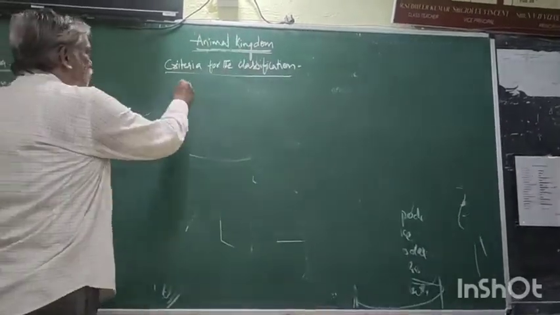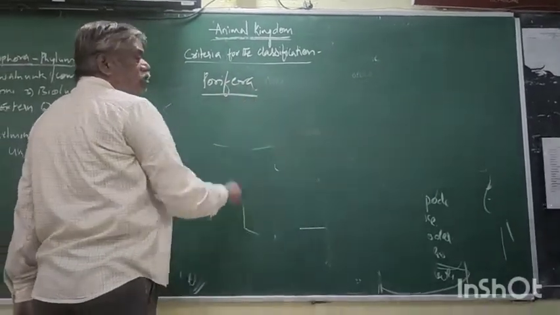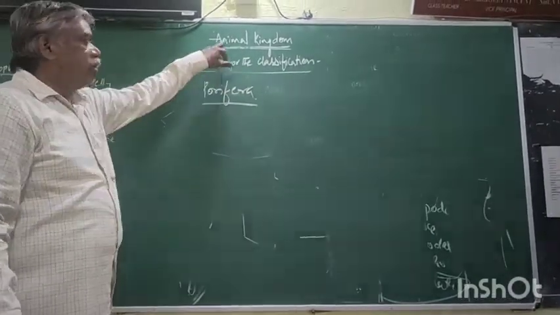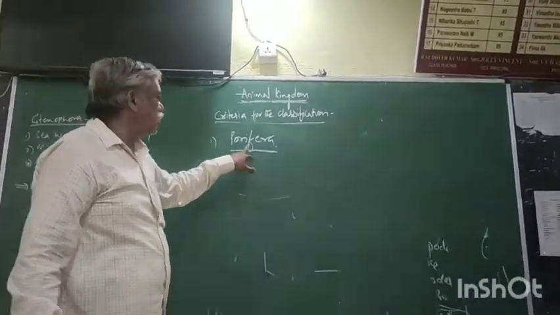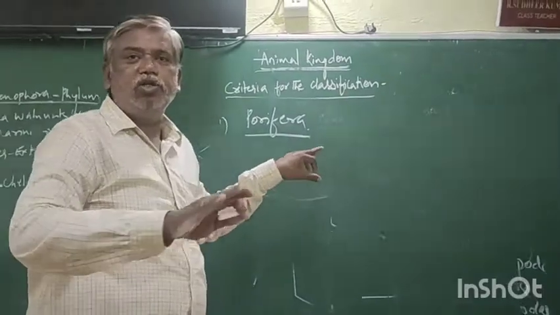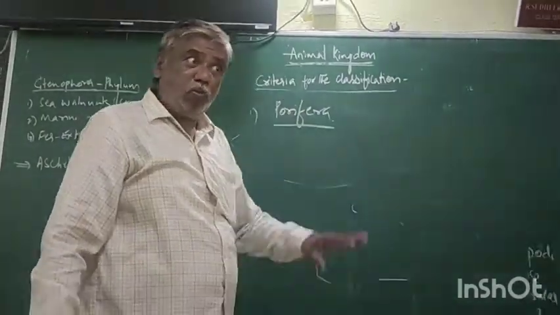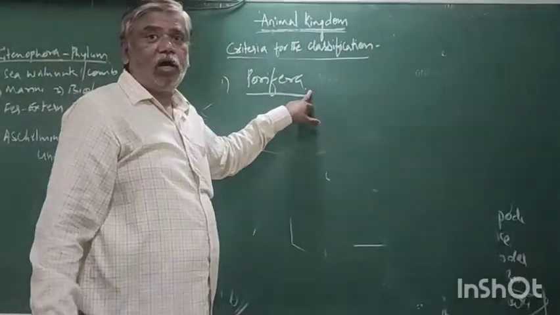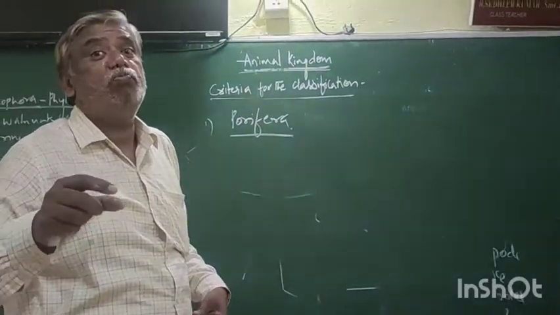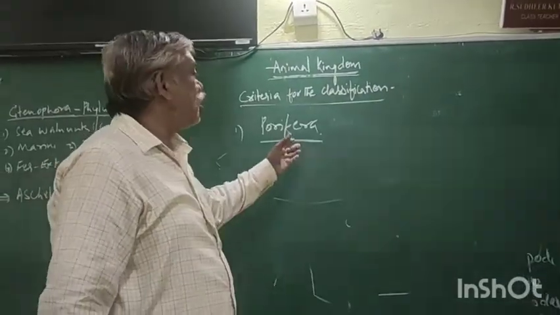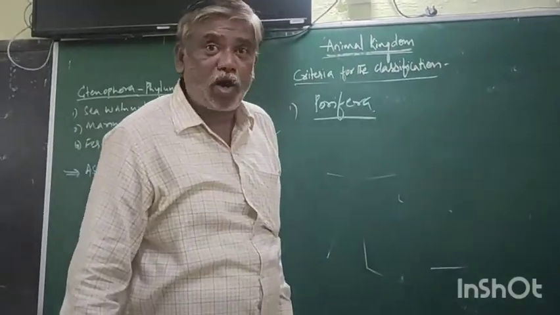Porifera. It is the first phylum in the animal kingdom. Level of body organization: cellular level. There is no symmetry, there are no germinal layers. All are aquatic, mostly marine. The body is perforated with pores. Hence, these are called pore bearers. The common name is sponges.